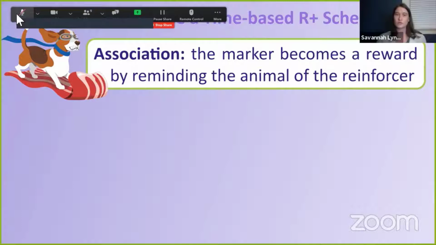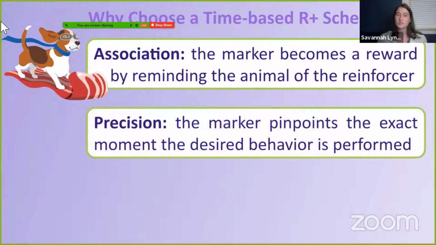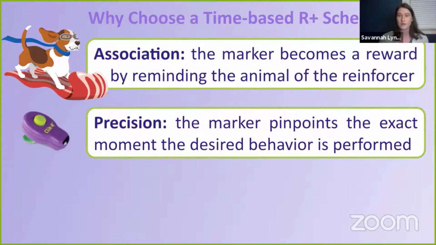This association principle then folds in really well to our second aspect of why we want to do a time-based R plus schedule: precision. If you have, let's say, a hyperactive animal and they're giving you 10 plus behaviors, the precision of the marker, or in this case, the clicker, is able to pinpoint the specific behavior that we want this animal to reproduce. So if the animal has made the association between the click and the reinforcer, once it gives the behavior that we are looking for and it hears that click, it will know that it wants to keep doing that behavior.